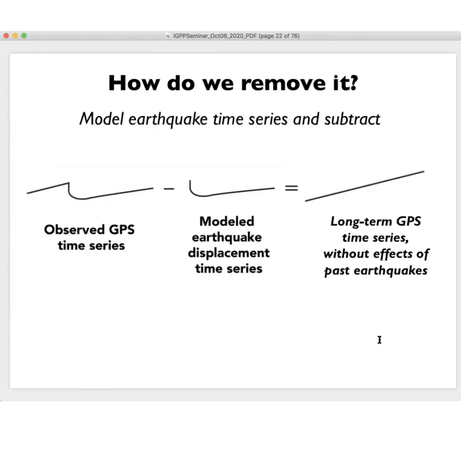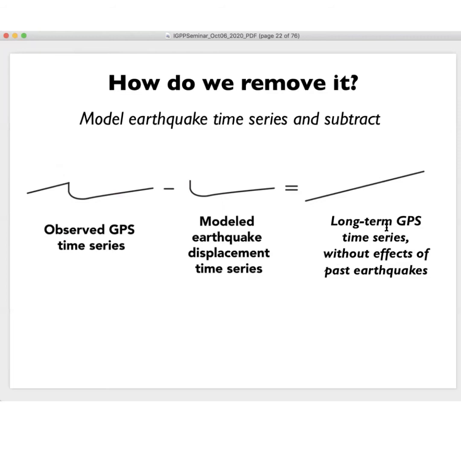To do this, we had to come up with a way to remove it. And the way that we went about doing this was to forward model the earthquake time series that we knew of and then subtract it from our observed GPS time series. So fairly straightforward, right? We have this cartoon diagram to illustrate the process. We have our observations, our data, we forward model the earthquake displacements, we pull them out of the observed GPS time series in order to theoretically produce long-term GPS time series with no more transients in them.